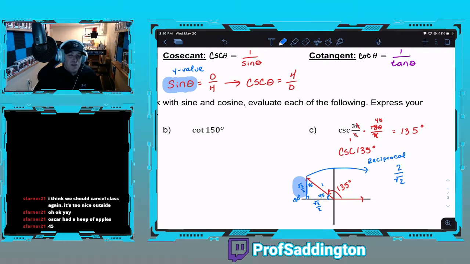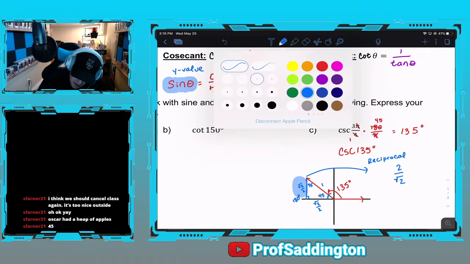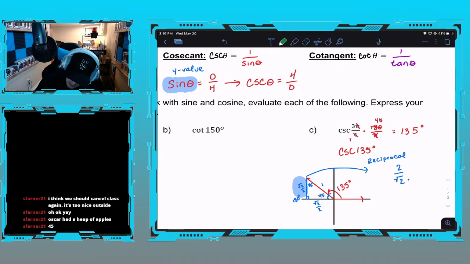The only thing going on with this is when you do math, you're not allowed to have radicals on the bottom. So I just have to make sure that I multiply top and bottom by radical 2 to get rid of that radical. So I'm going to multiply the bottom by radical 2. I'm going to multiply the top by radical 2.